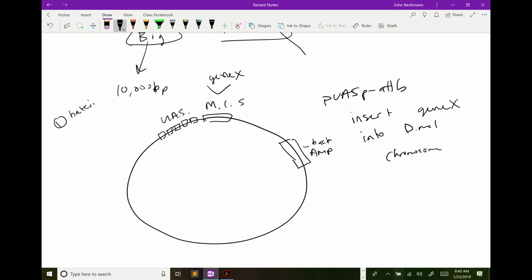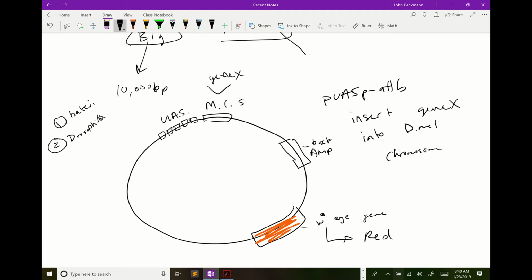But that's not all you need. You also need to select for the plasmid in Drosophila. So you need a selective marker in Drosophila. And in Drosophila, it's what's called the white eye gene, which actually makes eyes red. It's counterintuitive, but it makes their eyes red. So what you do is you insert this plasmid into white-eyed flies, and if their eyes turn red, then you know they have your transgene, okay?